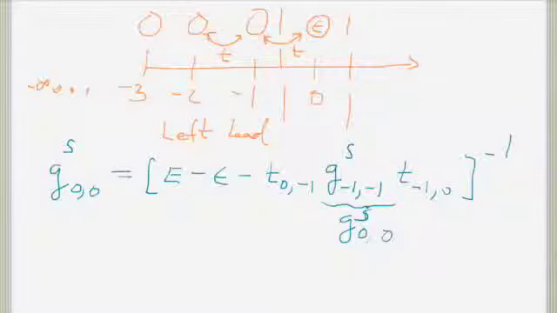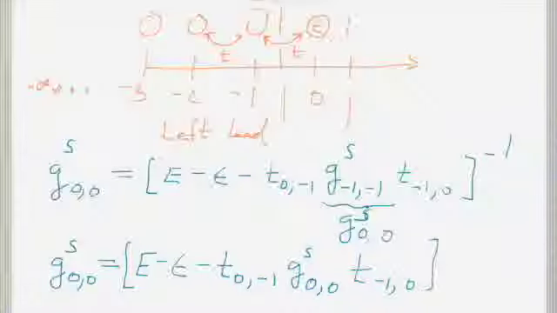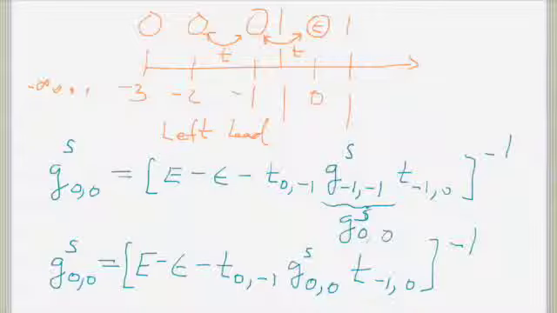And now you have, depending on how you look at it, a recursive equation. It's actually a quadratic equation. A closed form equation for our surface Green's function. So that's equal to (E minus epsilon minus T_{0,-1} G_S0 T_{-1,0}) inverse. I have a closed form expression for my surface Green's function.